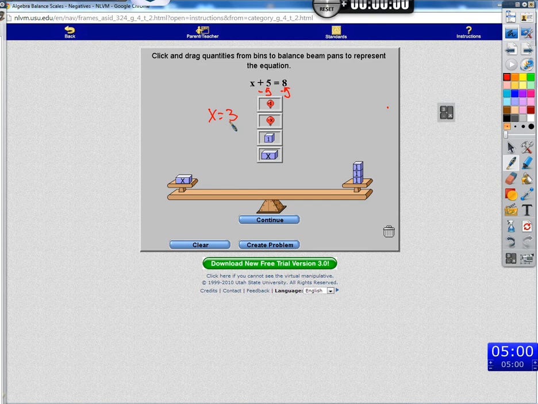Okay. So we'll move this off. And that gets the ball rolling. We see that there's this equality between both sides, and we're going to do the same thing to both sides. Otherwise, it's going to get off. When I only took 5 away from one side, the other side got heavier, and now they weren't equal. Say that they're the same.